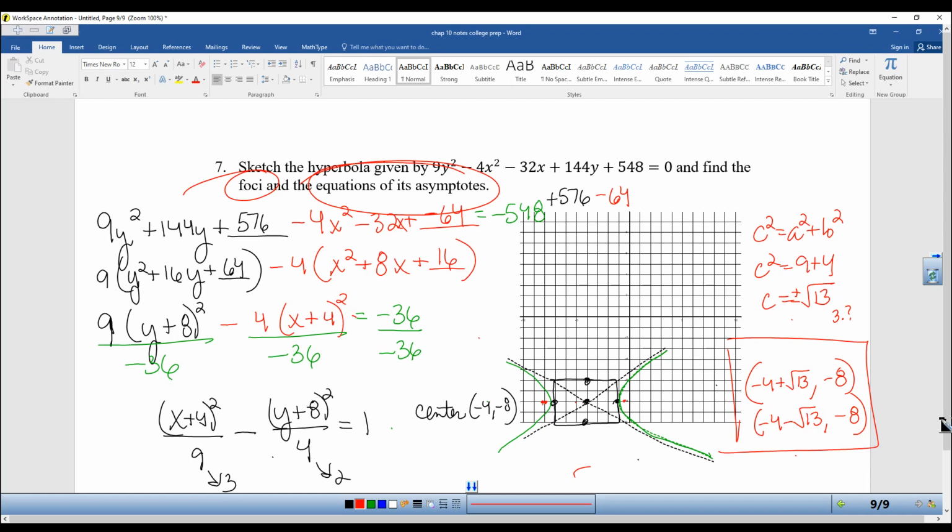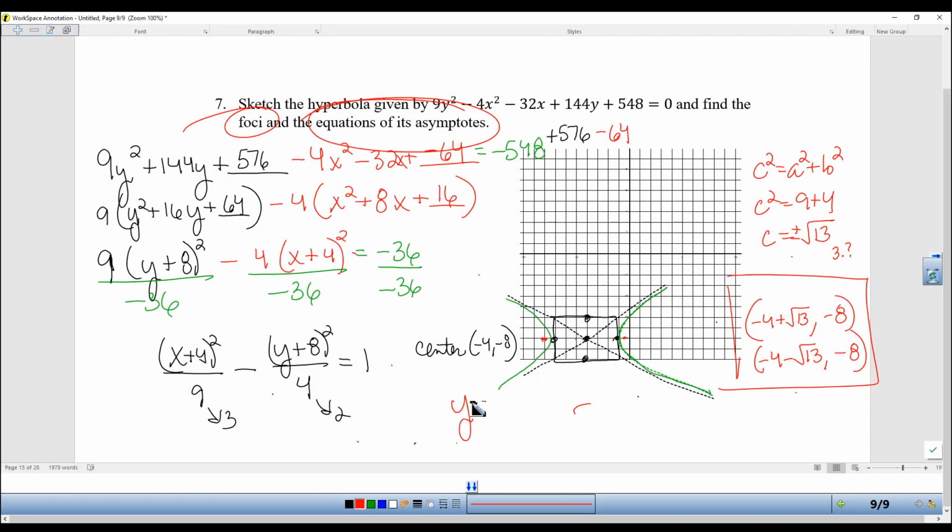And now for my equations of my asymptotes, I'm going to do y is equal to x, I'm going to use my center, plus 4 minus 8. Then I have to figure out the slope. I go from the center to the corner up 2 over 3, which is your a and your b. You could just write plus or minus, or you could write it out twice. But this one is y is equal to 2/3 times x plus 4 minus 8. And then this one is y is equal to negative 2/3 x plus 4 minus 8.